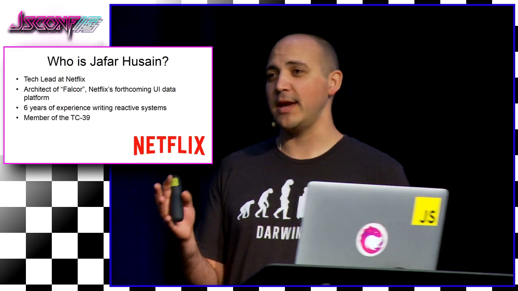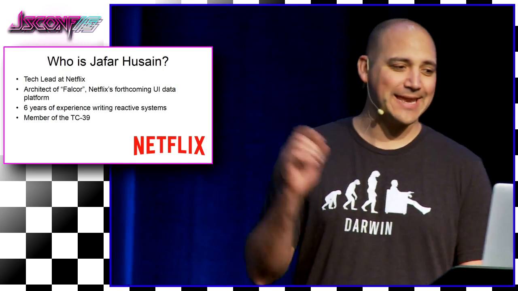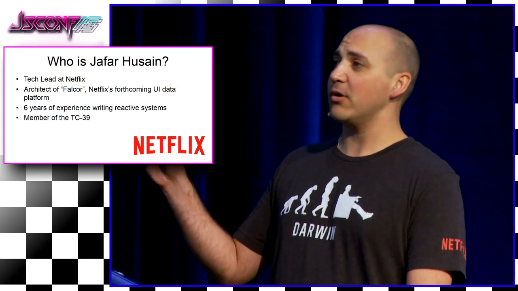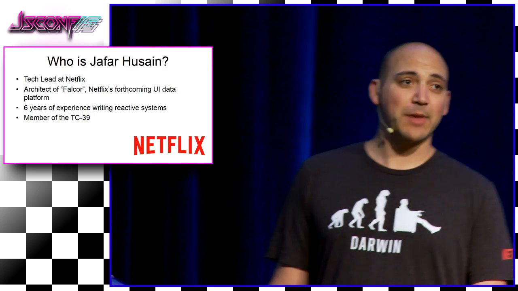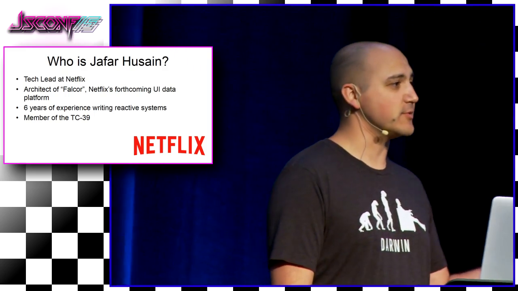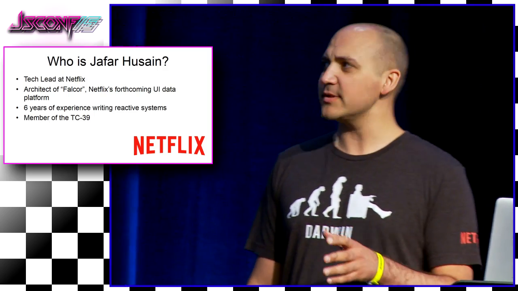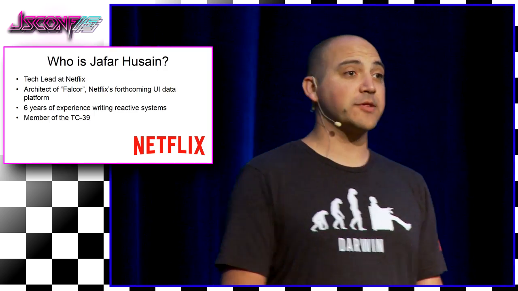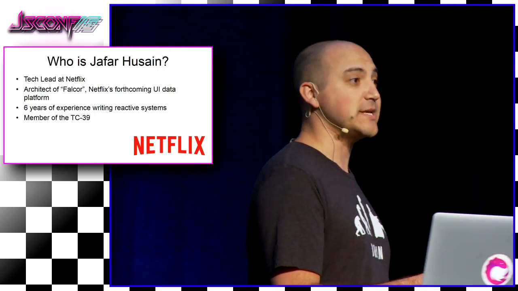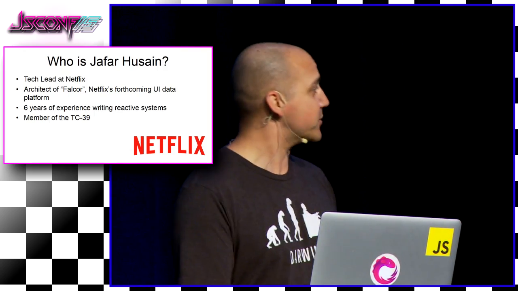First, a little bit about me. My name is Jafar Husain. I'm a tech lead at Netflix. I'm the architect of Falcor, which is an upcoming UI data platform, which Netflix plans to release, open source, pretty soon. I've got about 6 years of experience writing reactive systems, and I'll be talking a little bit about that later. And I'm also one of Netflix's representatives on the TC39, which is the JavaScript Standards Committee.